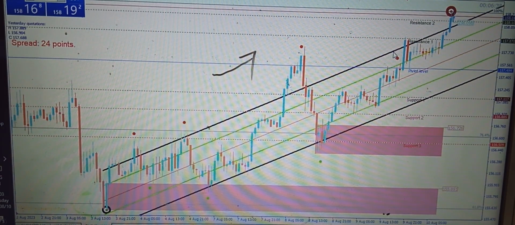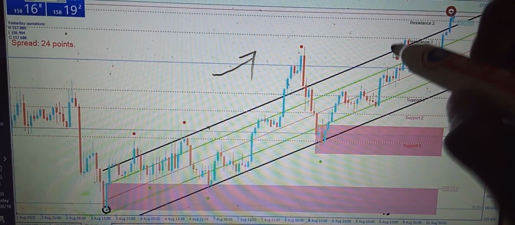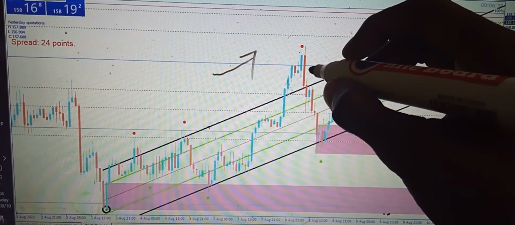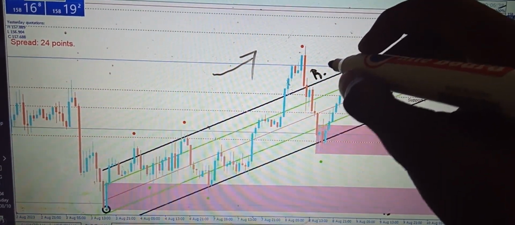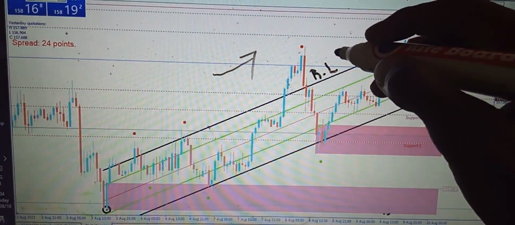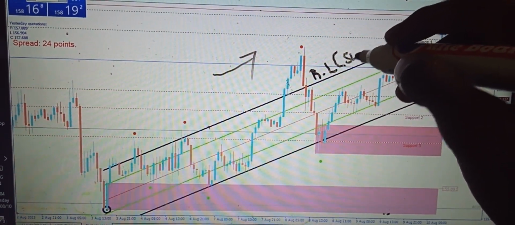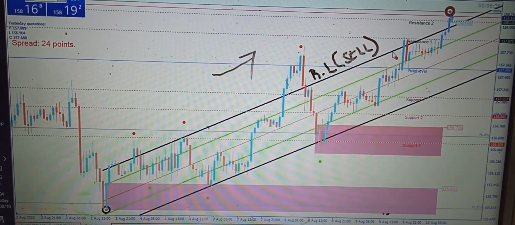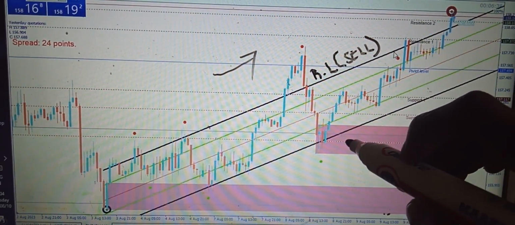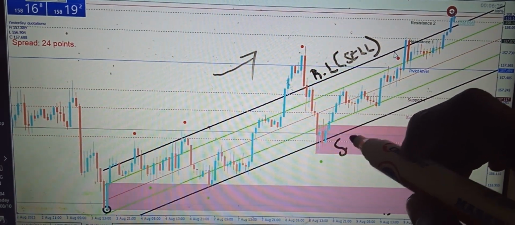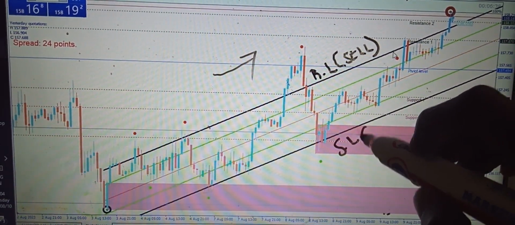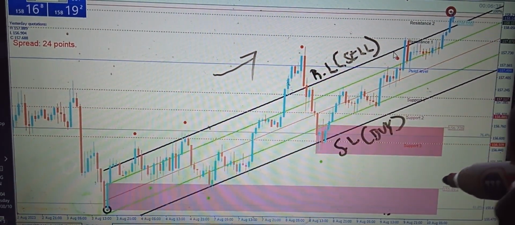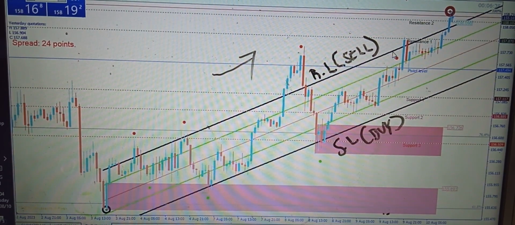Now, here's the thing about the trends. Remember, we have two lines, the one above and the one below. The one above, we use as the resistance level, meaning this is where we expect the sellers to be. That's where the sellers are waiting. And the one below, we call the support level. This is where the buyers are, waiting for the market to reach that level, then they buy.